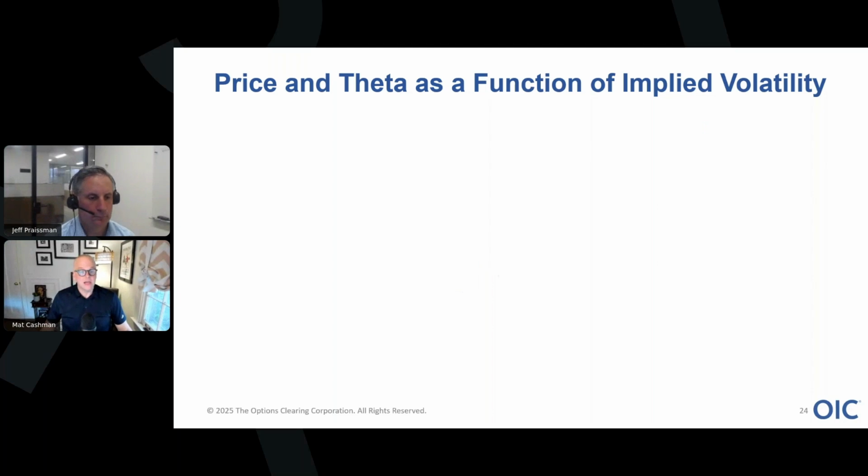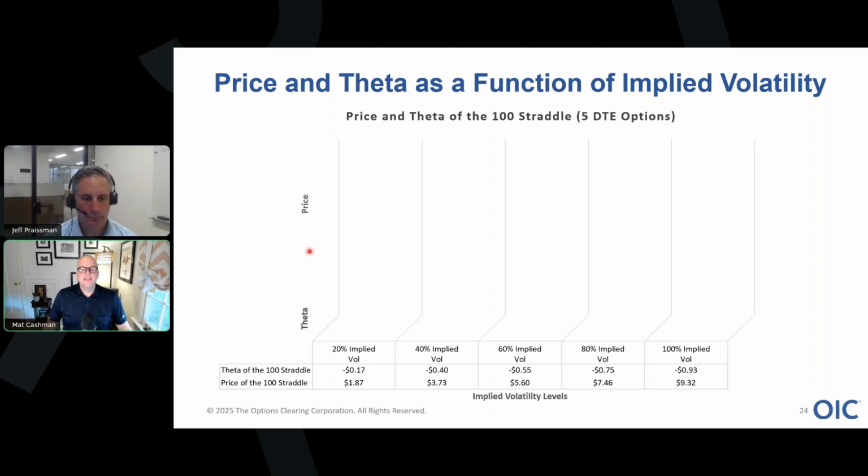All right, let's talk about its theta. Same situation. I had to move it to the 100 straddle in this case because the data was kind of crappy for the 60s. I want you to think about this as a 20 implied vol, 40, 60, 80, and 100. This is the actual price of the at the money straddle.